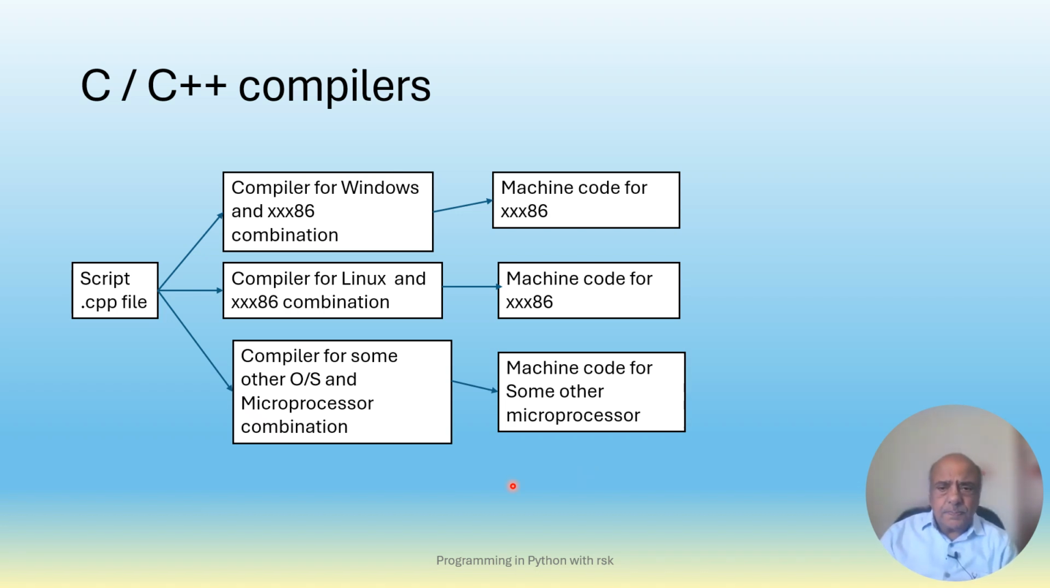Whereas in Python, the compiler converts the whole source file into bytecode, and all the bytecodes that get converted can be executed by the specific PVM for a particular combination of OS and microprocessor system.